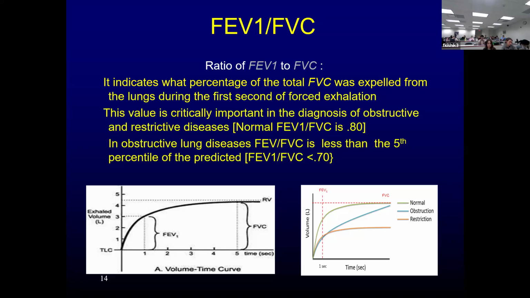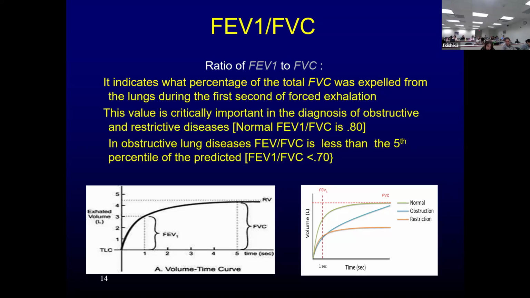To be very precise, as I said, there is a variation in each one of us. We are all different. To call somebody obstructive, FEV1 by FVC should be less than 0.70. 0.80 and higher is normal. But to really call somebody obstructive, their FEV1 by FVC ratio should be less than 0.70.